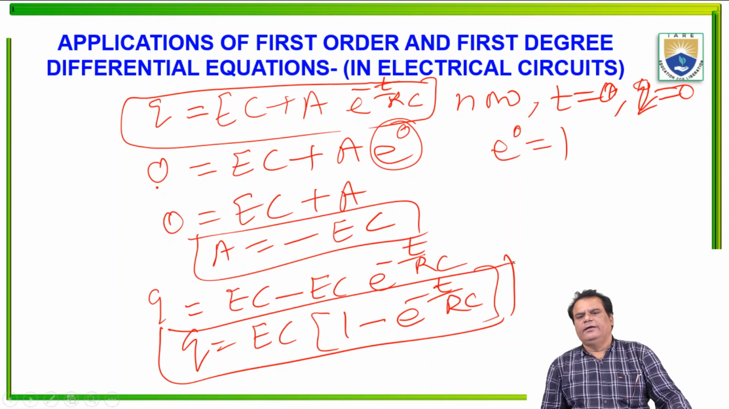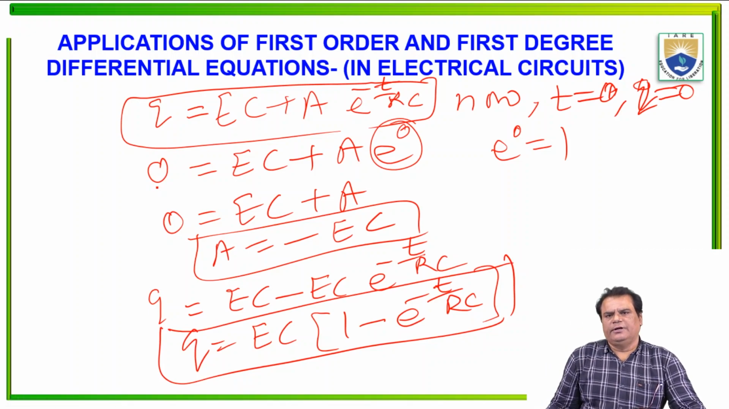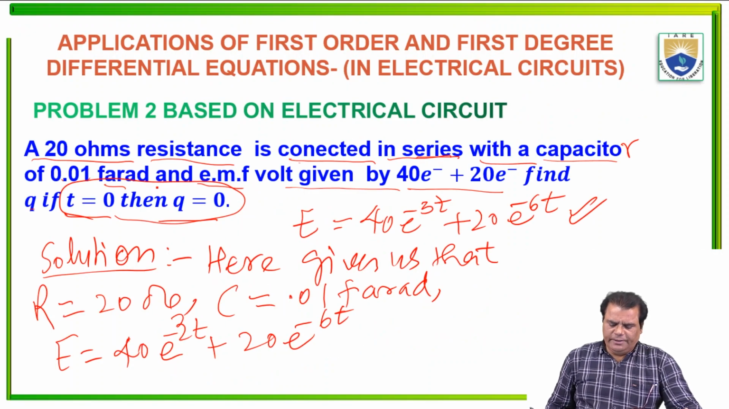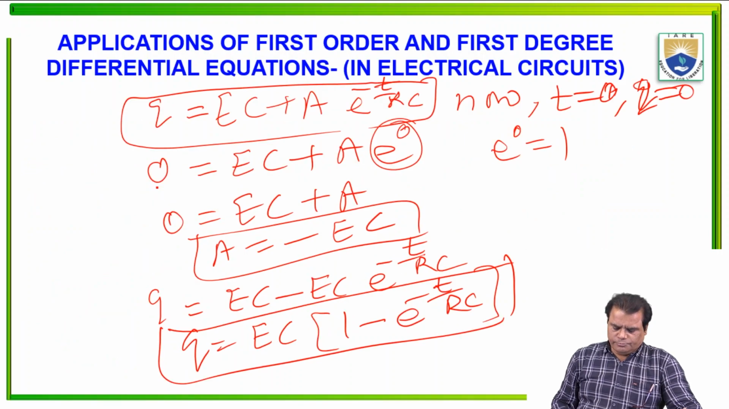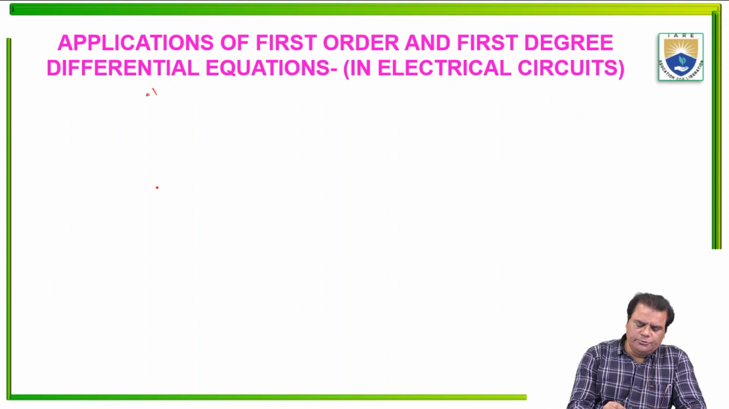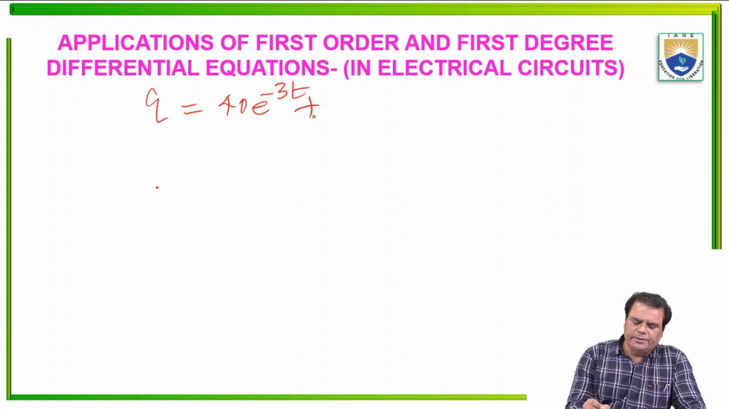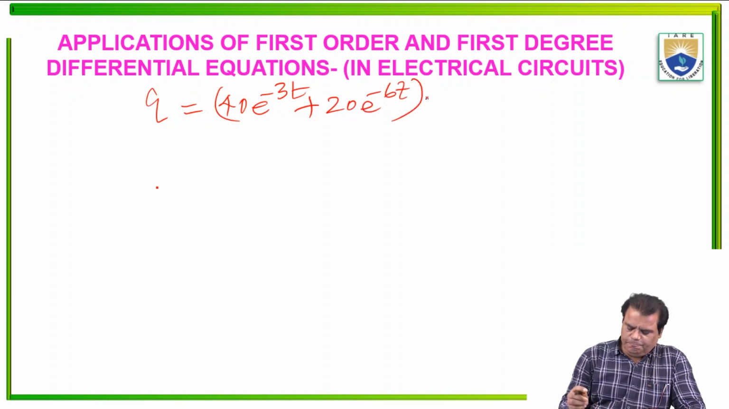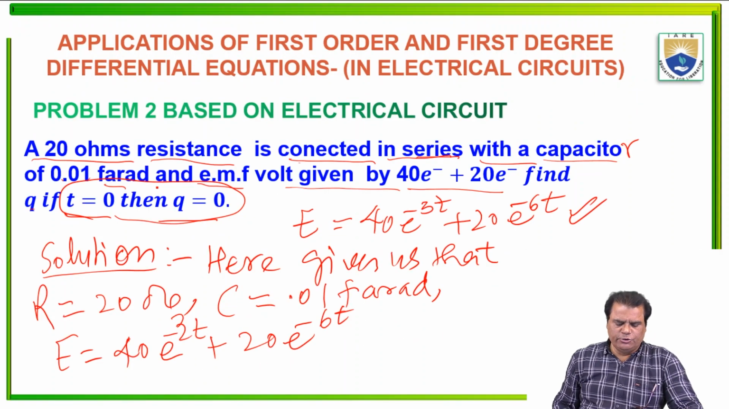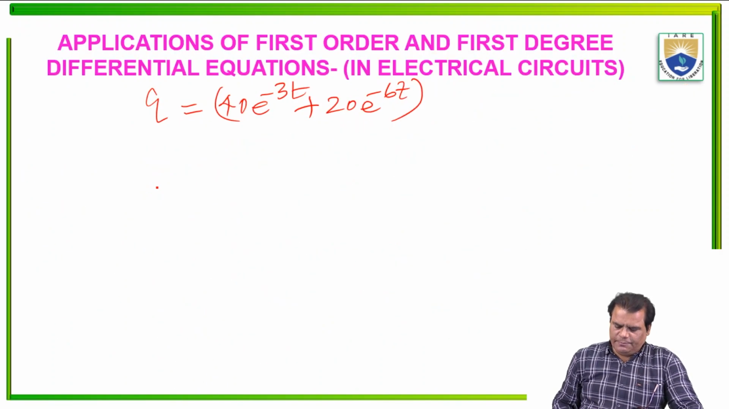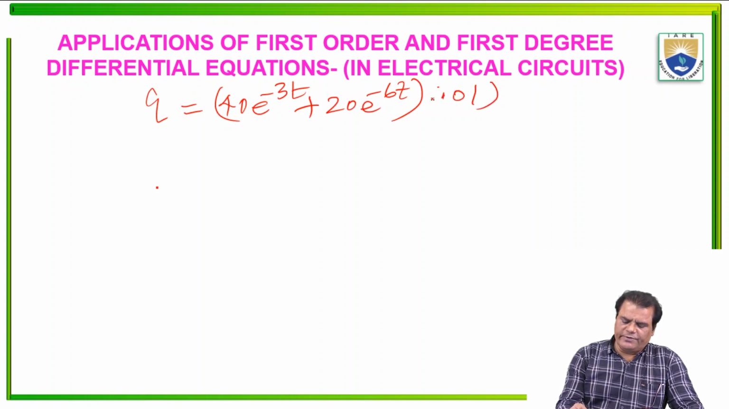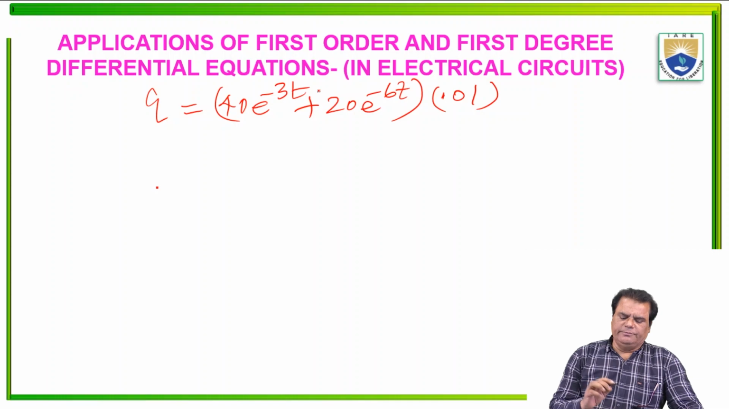This is the formula we have already proved in our question. Now putting all the values here, we find the solution. So what is the value of E? E is this. Now q is equal to E: E is 40 e to the power minus 3t plus 20 e to the power minus 6t. This is E. What is C? C is 0.01 farad. So multiply by 0.01 farad. This is EC, the total electromotive force and C.